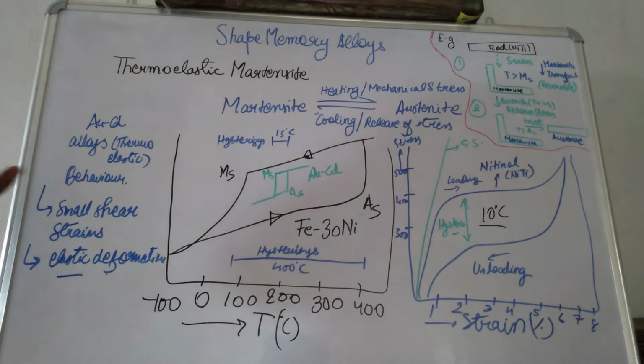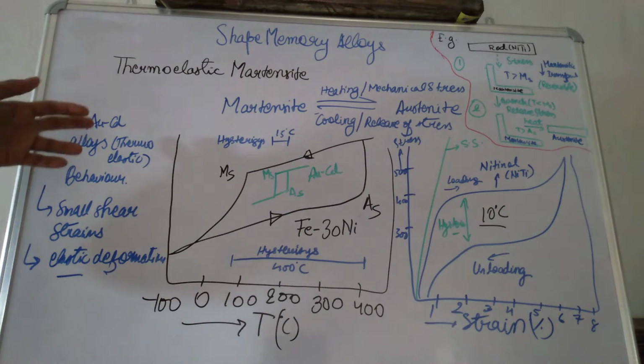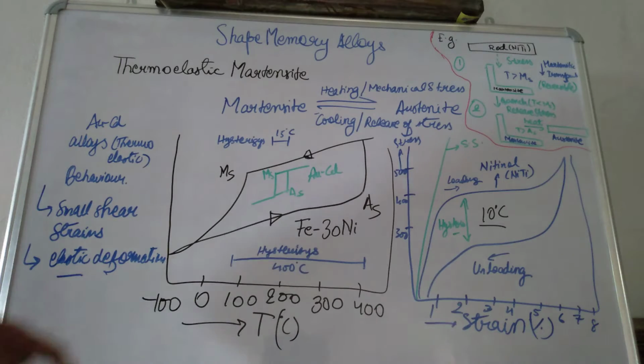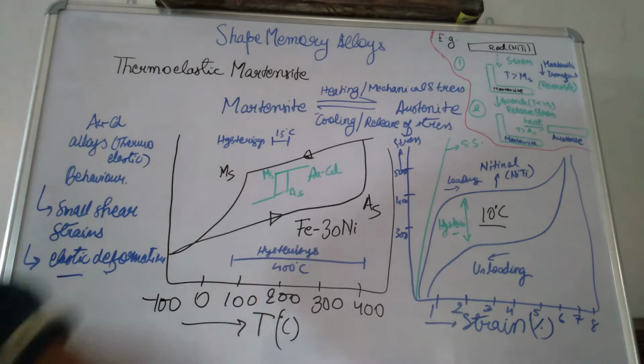Not only this, if heating and cooling is replaced by application of stress, they show similar behavior as with temperature changes. We see that some of these materials, like iron and 30 nickel and gold cadmium alloy, show this particular kind of behavior. In the iron 30 nickel alloy, the austenite to martensite transformation temperature is close to 100 degrees, whereas the reverse transformation back to austenite is greater than 400 degrees.